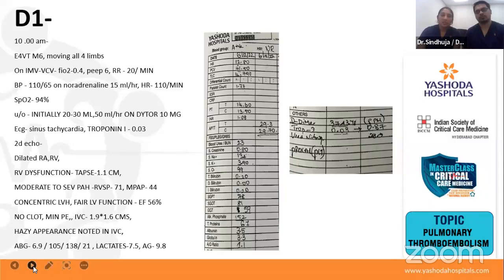Oh my God, this patient is getting worse, not better. You are not ventilating this person properly. ABG showed pH of 6.9, PCO2 was 105. When was this? How much time after ventilation? After 4 hours, sir. No, this is really quite bad. Okay, continue. Lactate is 7.5, anion gap is 9.8.